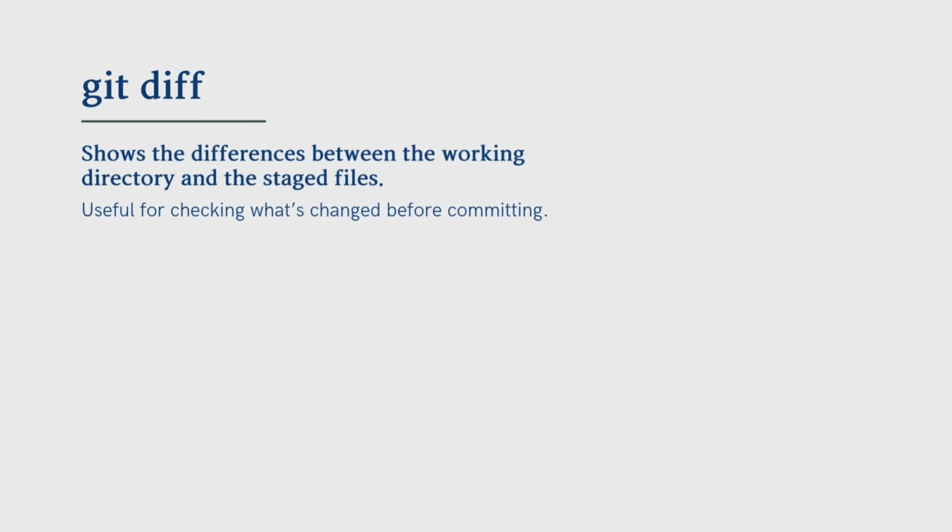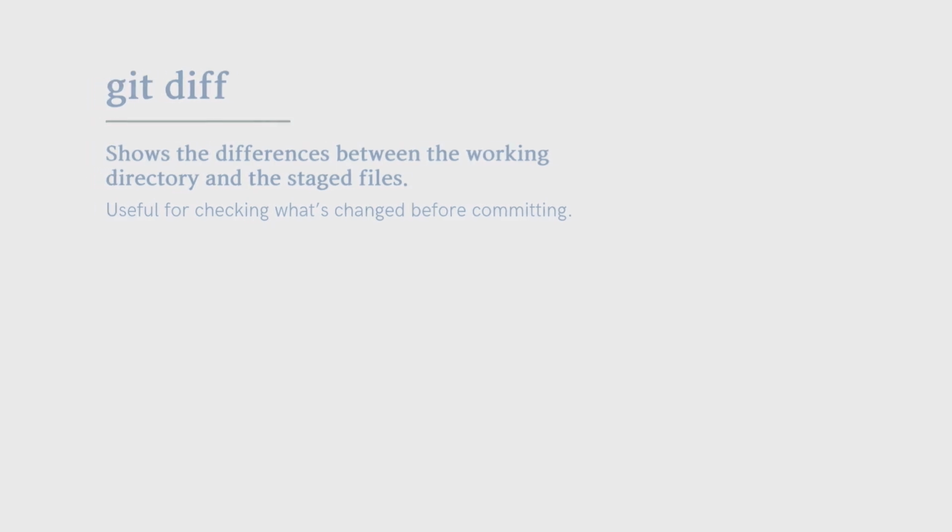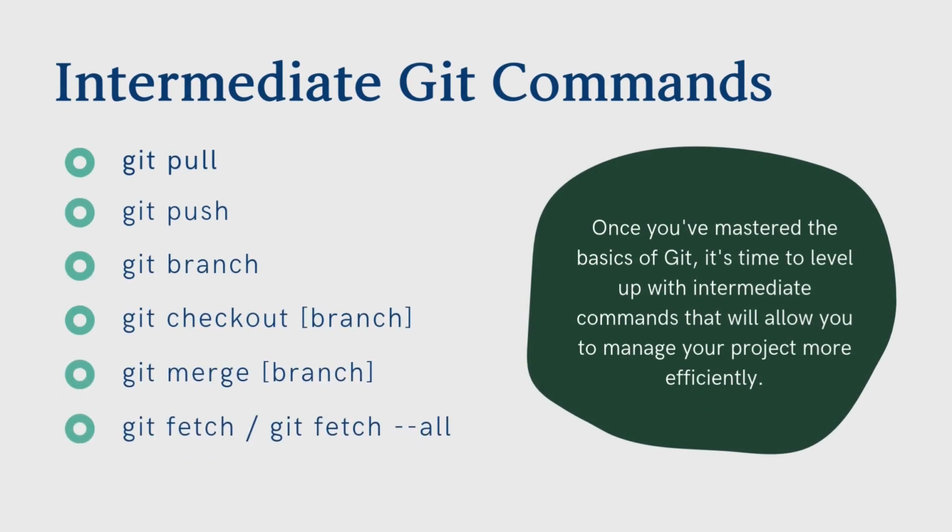Git diff. This command basically shows the differences between the working directory and the staged files, and is useful for checking what's changed before committing. Let's see intermediate Git commands.